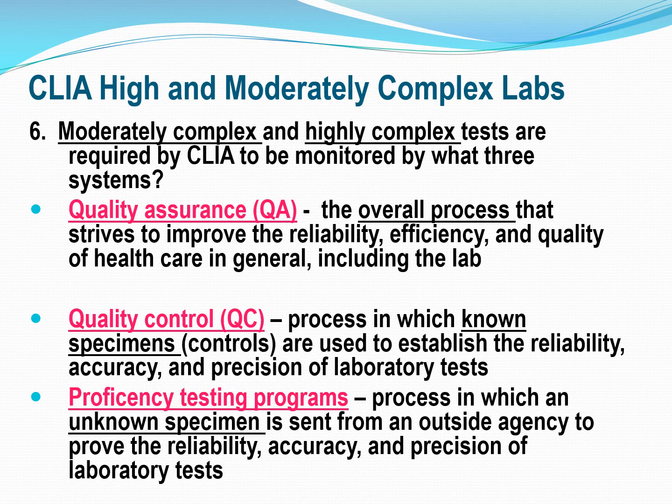Then we have what we call proficiency testing programs. This is a process in which an unknown specimen is sent to your lab from an outside agency to prove the reliability, accuracy, and precision of your laboratory test. So you want to make sure that you're doing your quality control in-house and doing it properly, because if you're not, you're not going to know if your reliability, accuracy, and precision is correct. Then if you get this unknown specimen from the outside, you're running the risk of failing that and getting in big trouble with CLIA.